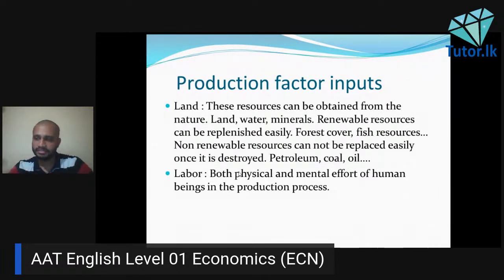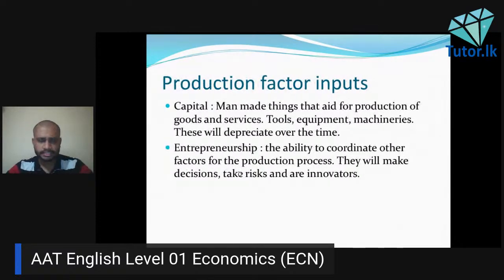So the second production input is labor. In order to carry out a business, you should have some amount of labor. Now we have discussed two factor inputs. One is land, the inputs you get from nature, and the second is labor, which should be physical as well as mental. Then for production, you need a third input. We call it capital.